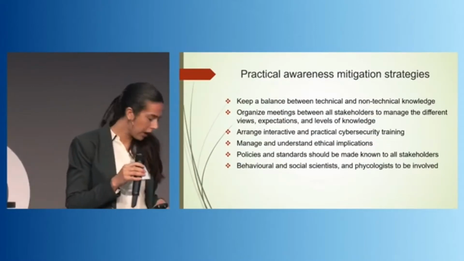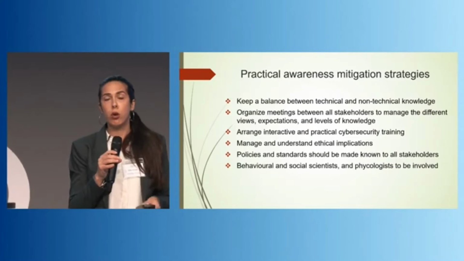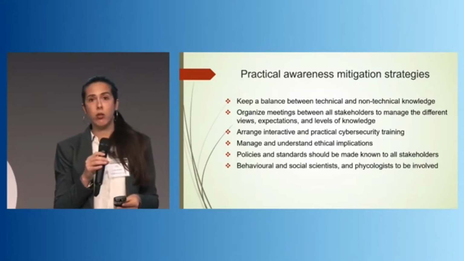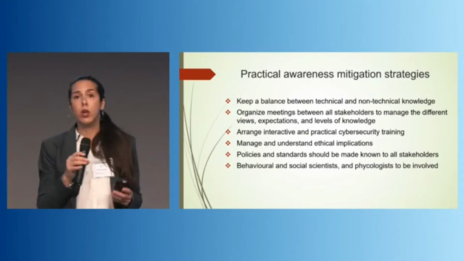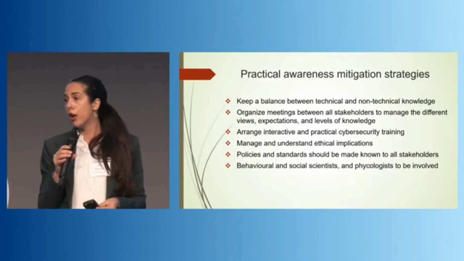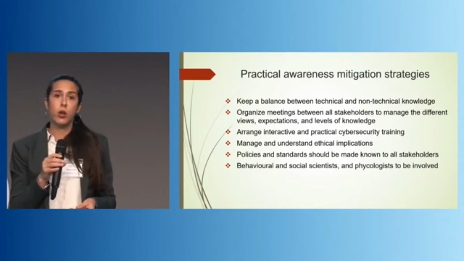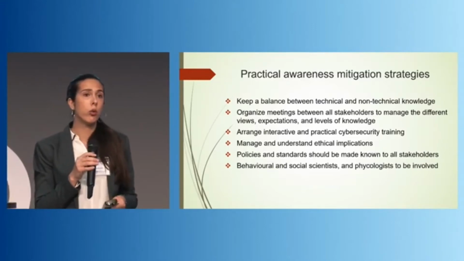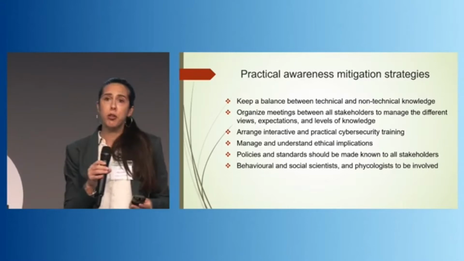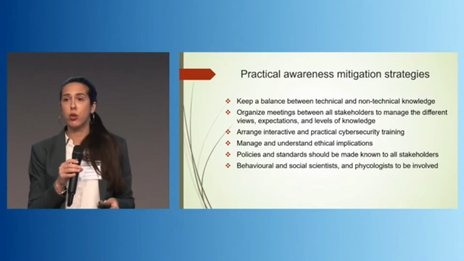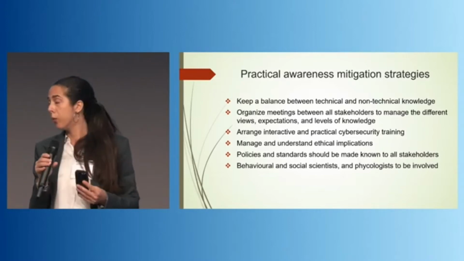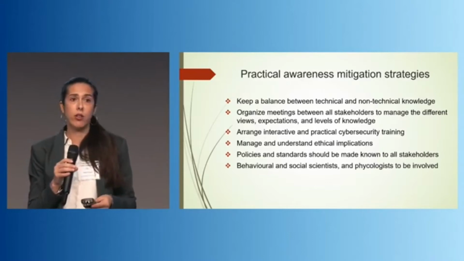So we are proposing a set of awareness mitigation strategies for the living labs for the security and privacy issues that they face. Firstly, keep a balance between technical and non-technical knowledge. Secondly, organize formal and informal meetings between all the involved stakeholders to manage the level of knowledge, their needs and their expectations. Arrange, of course, practical and interactive cybersecurity trainings. Keep them informed about the ethical implications, and the policies and standards that exist.